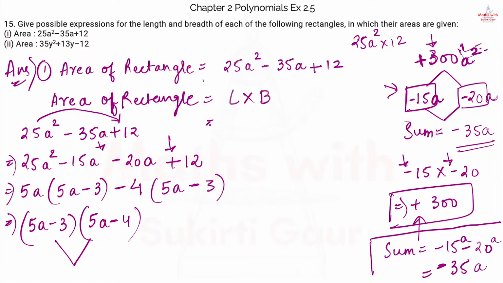In place of length and breadth, we would be writing 5a minus 3, 5a minus 4, such that if we multiply them, we would be getting this polynomial, right? So we have got the length and breadth, or you can say that we have expressed this area in the form of length and breadth. Coming on to the second part.